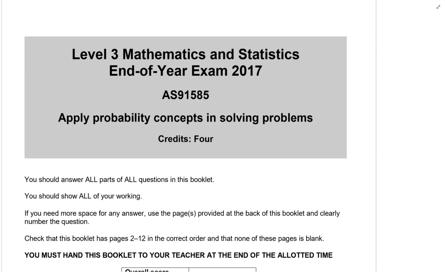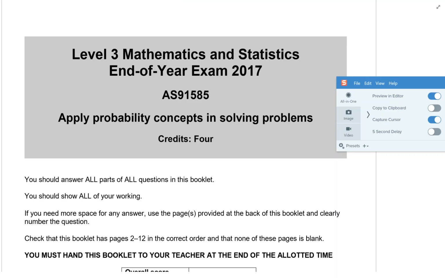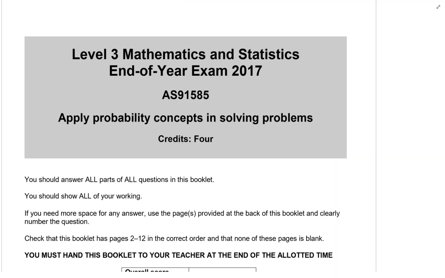So this is the NCEA Level 3 Probability Concepts Practice Exam for 2017, and this is the one done by NZAMT.